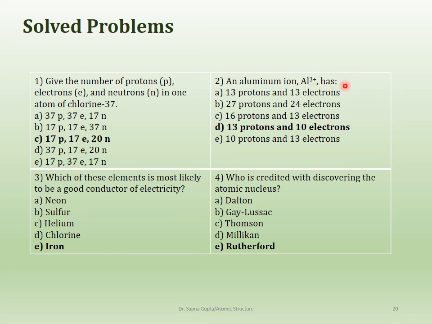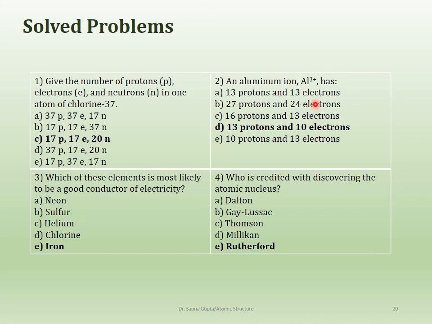So if you have aluminum, which has atomic number of 13, it must have 13 electrons also. But because it has 3 excess protons, it has only 10 electrons now. So you can look at it from two different ways. 3 plus meaning it has 3 excess protons. 3 plus also means that 3 electrons have been given away. And so D is the answer then, the 13 protons and 10 electrons.